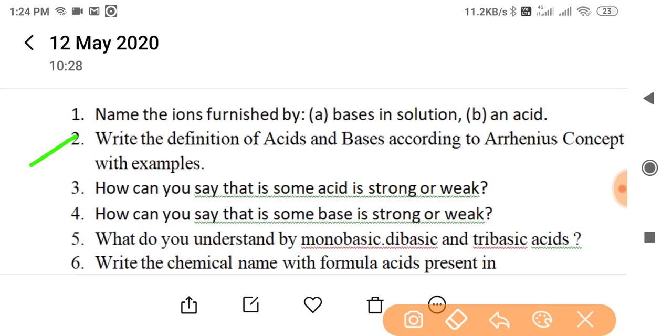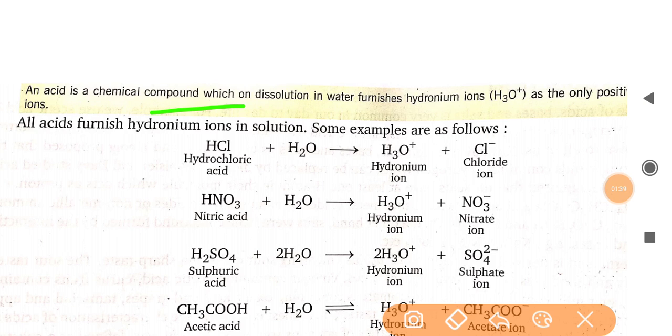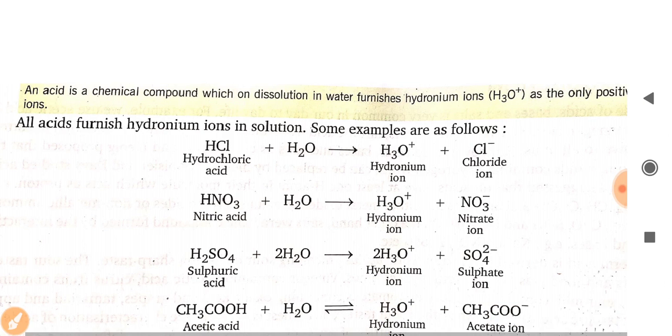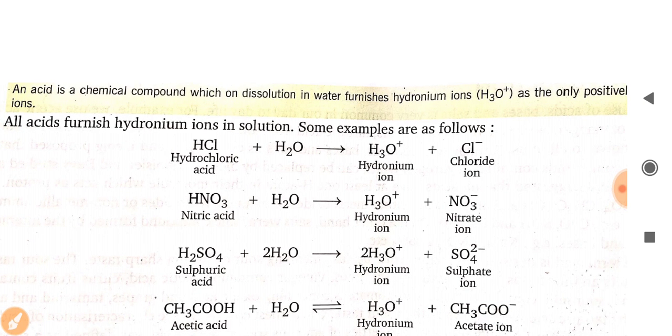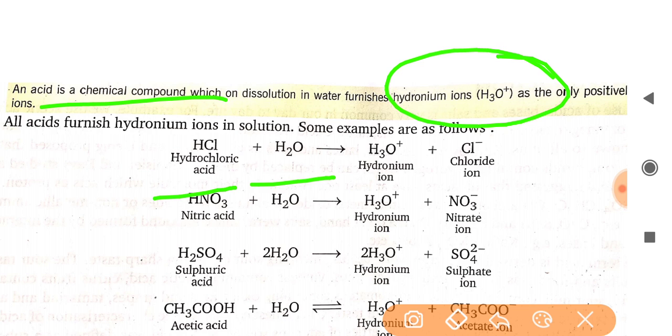Now the next question is: write the definition of acids and bases according to the Arrhenius concept with examples. You can find it easily in your book, and the answer is like this. An acid is a chemical compound which on dissolution in water furnishes hydronium ions, H3O plus, as the only positive ions. So whenever an acid dissolves in water it furnishes hydronium ions, and an example is HCl, hydrochloric acid, which with H2O gives hydronium ion and chloride ion, as you can see here.